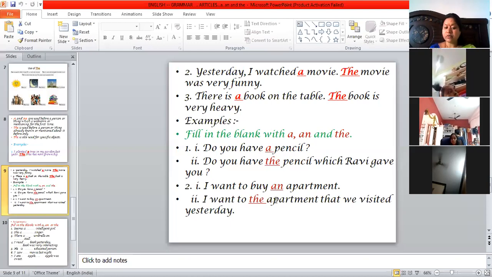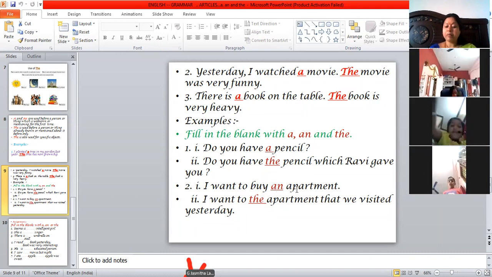Similarly, we'll go to another example. I want my dash apartment. This noun, apartment, is starting with A, and A is a vowel. So what you need to write before that, when a noun is starting with a vowel sound or a vowel letter, is an. So here, my an apartment.